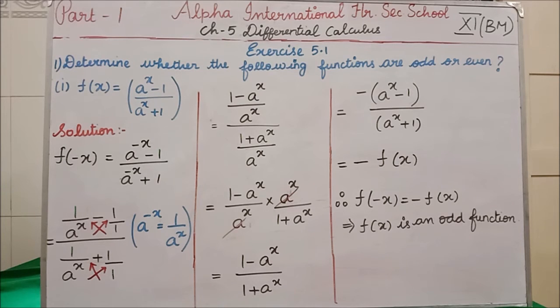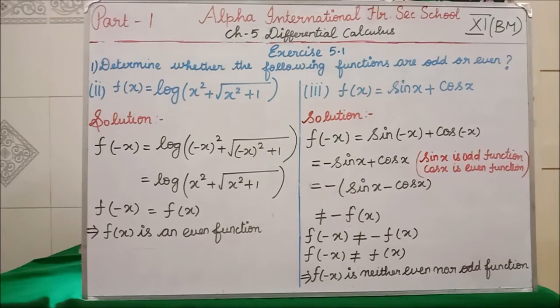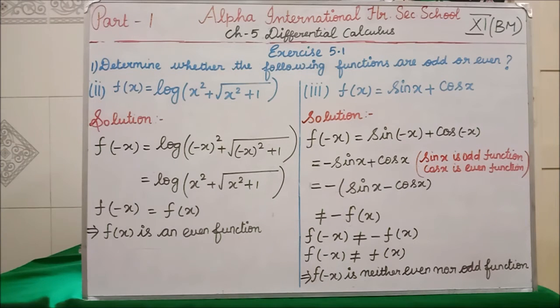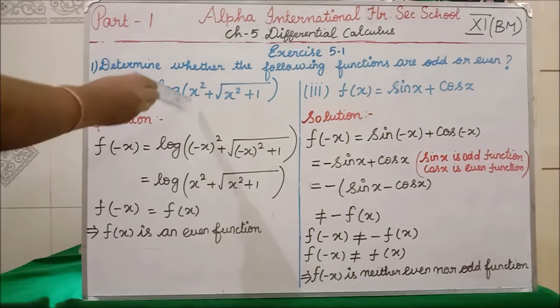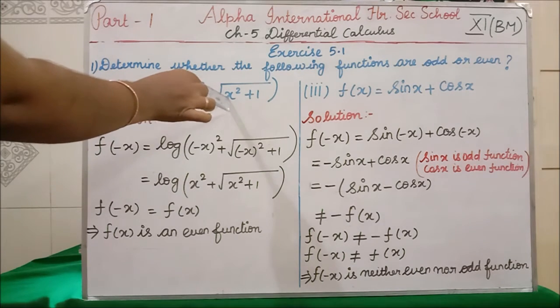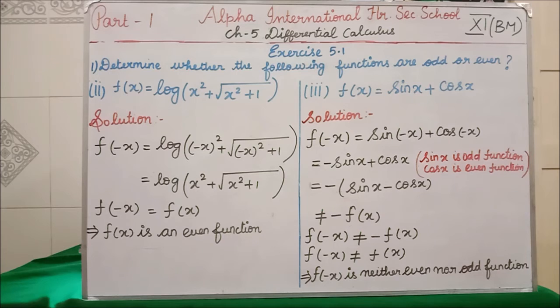Next we will see the second subdivision. This is the second subdivision. f of x is equal to log of x square plus square root of x square plus 1. See what we have to do in the first step. We have to put minus x instead of x. Okay. Now I am substituting minus x everywhere. I am writing log, instead of this x I am writing minus x the whole square, plus square root of minus x the whole square plus 1.